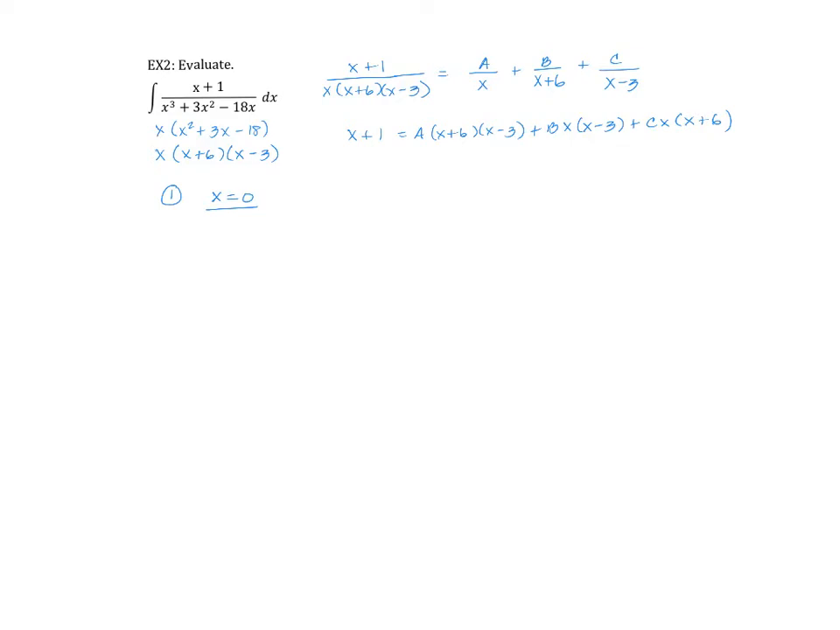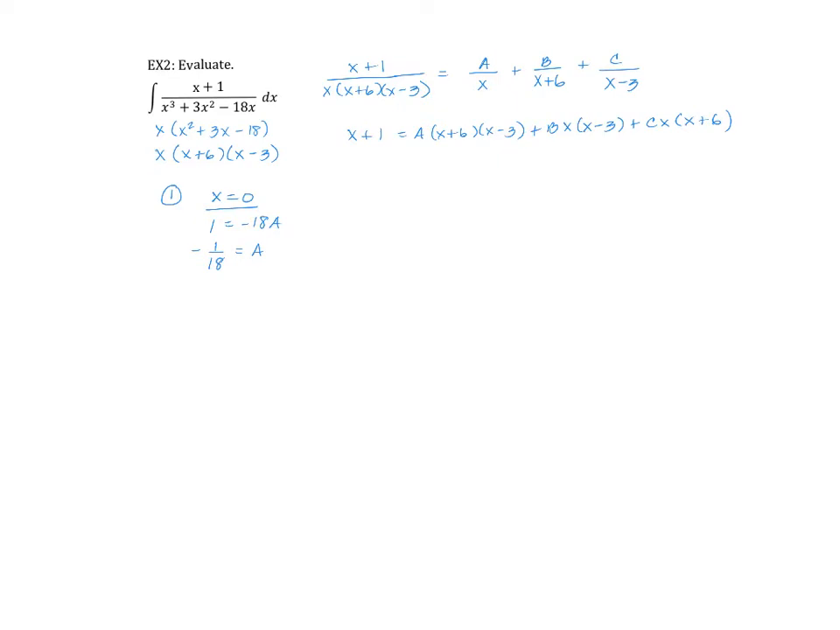If x is equal to 0, then the terms with b and c are gone, and I end up with 1 equal to negative 18a. So negative 1 over 18 is equal to a.